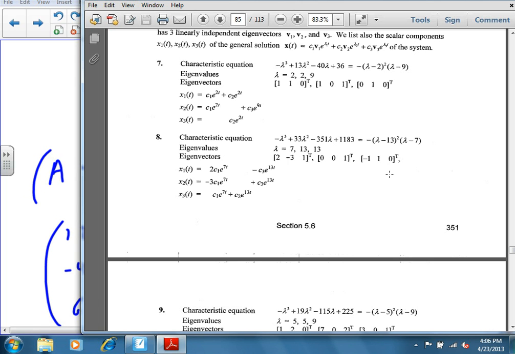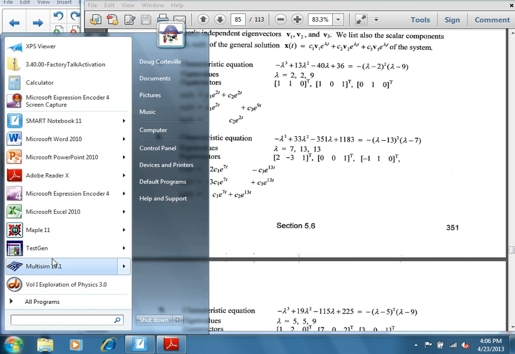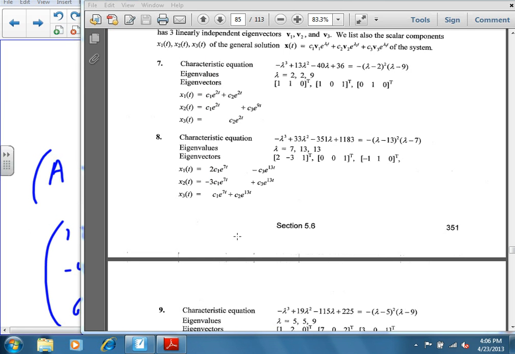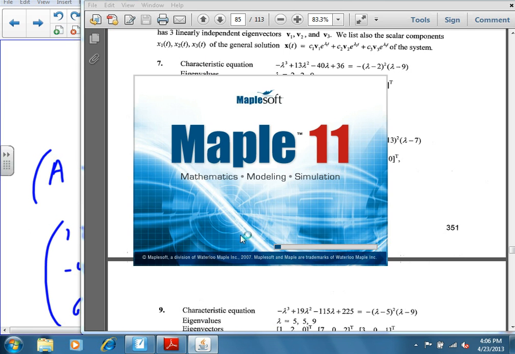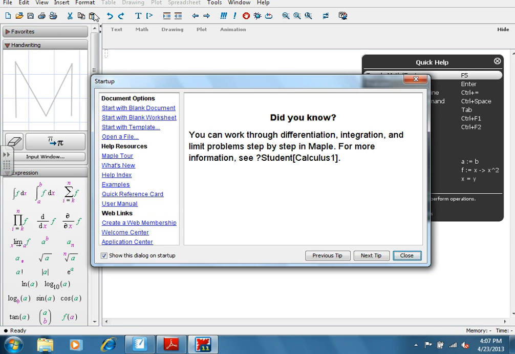Well, at least I got the eigenvalues and I got the first eigenvector. You're not posting this one to the online class? Probably not. Let's see, where's my Maple program? See, Maple has an eigenvalue solver in it.